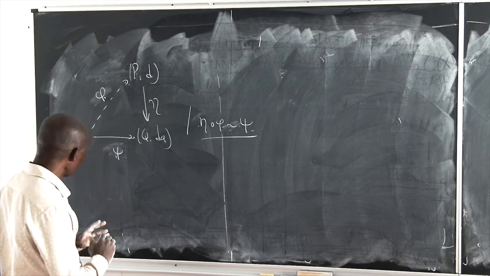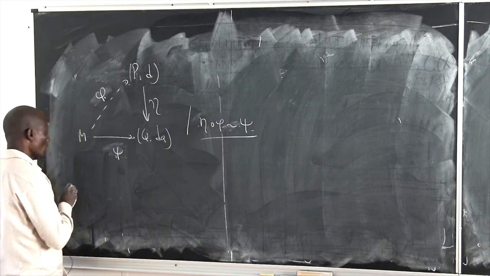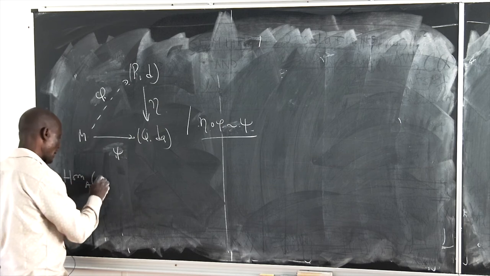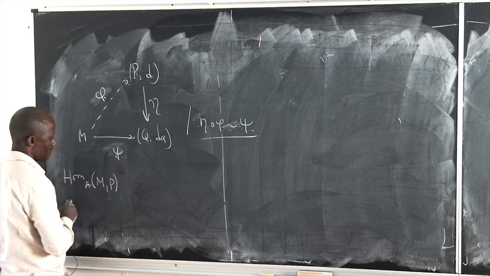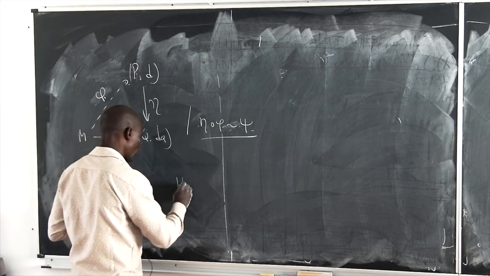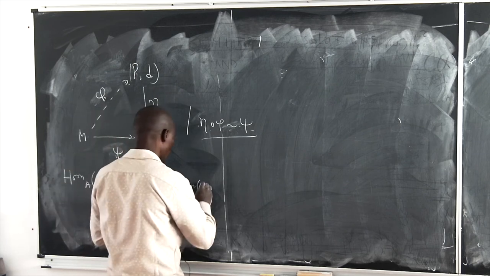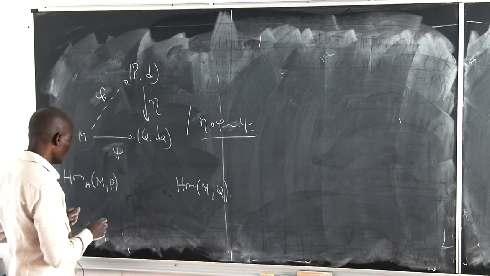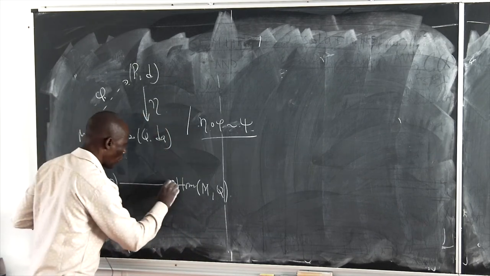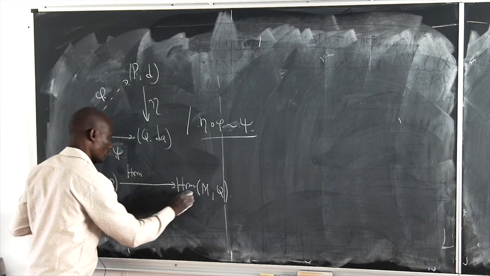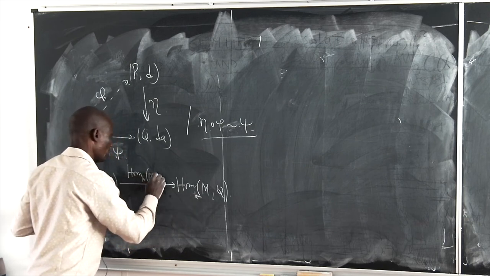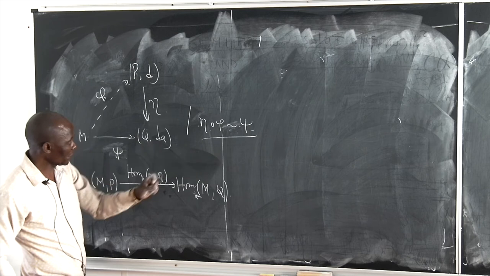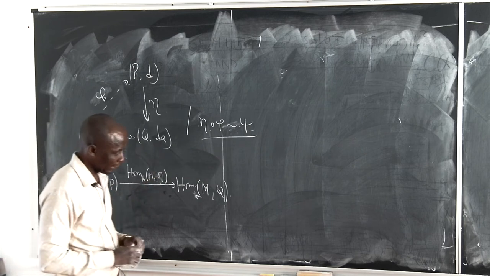Let me remind you something. Consider Hom_A of M, P and Hom of M, Q, the one we have before. Our map is here. This is the map we showed before, that this map is a quasi isomorphism. Okay.